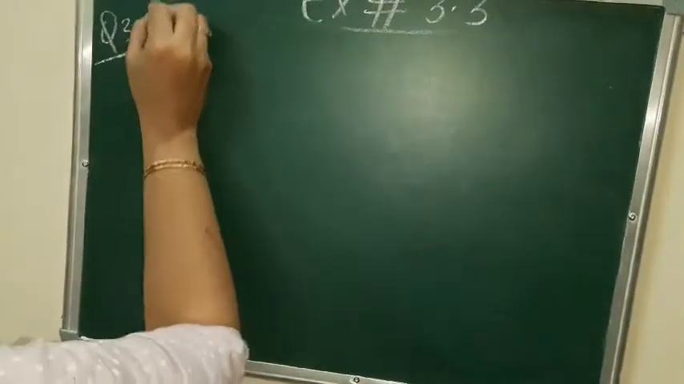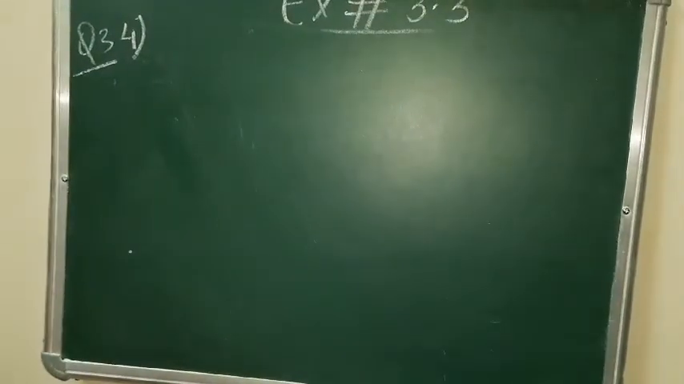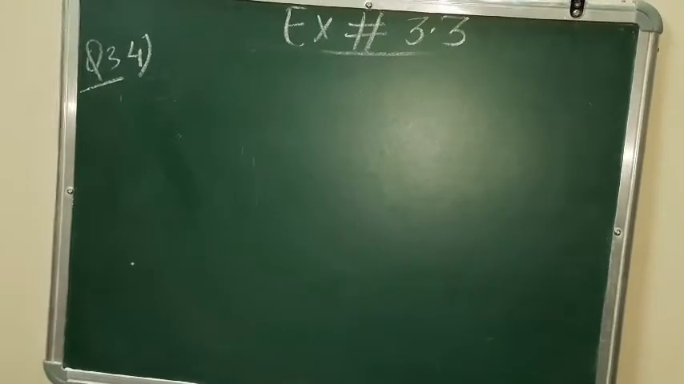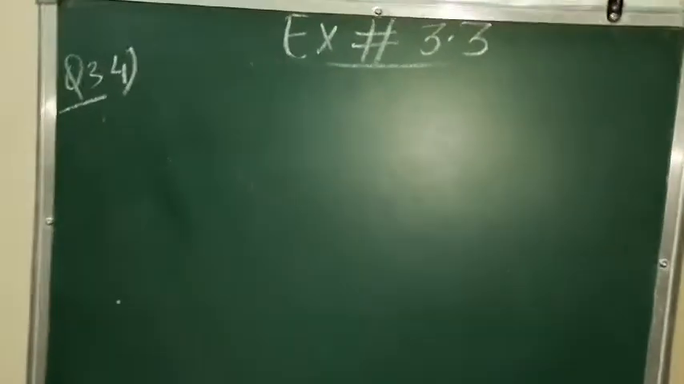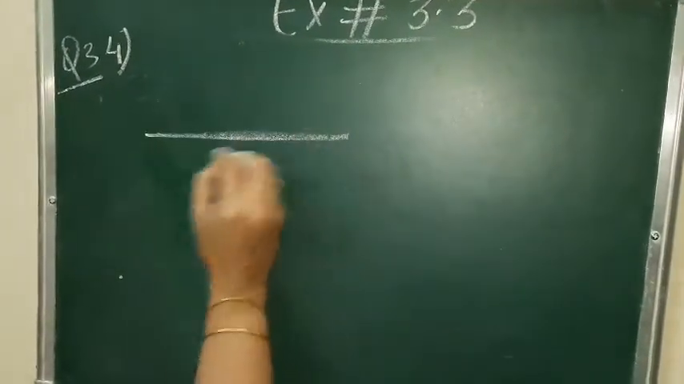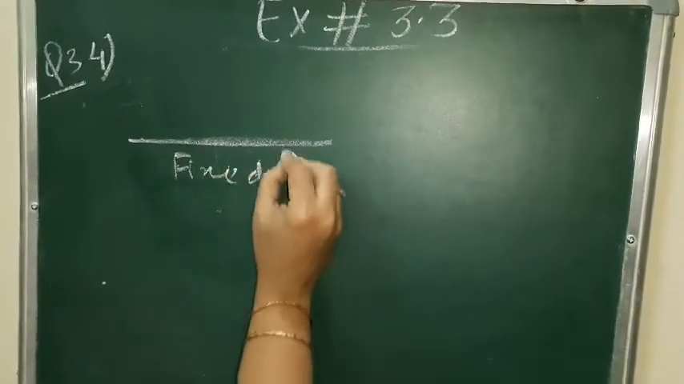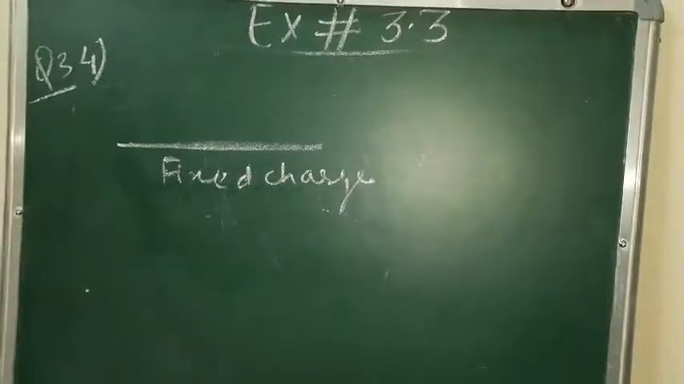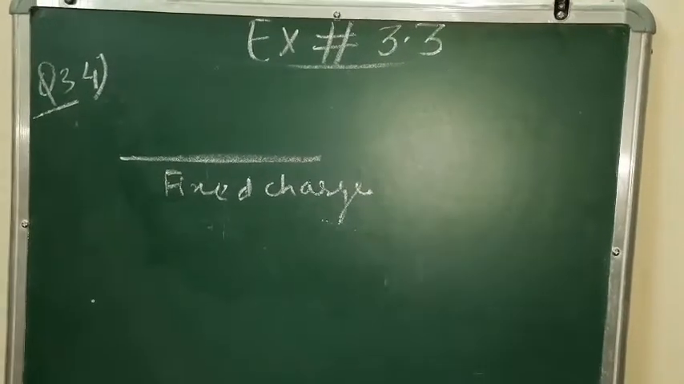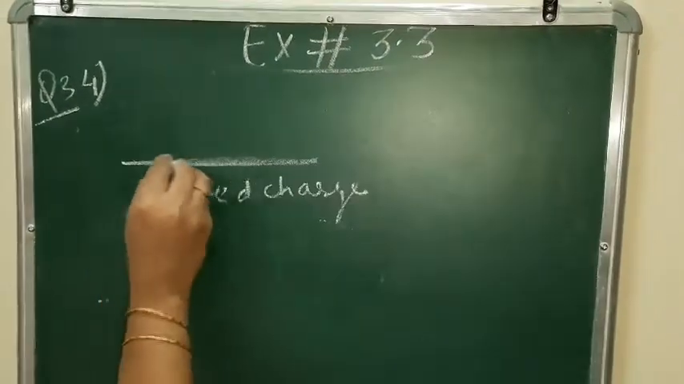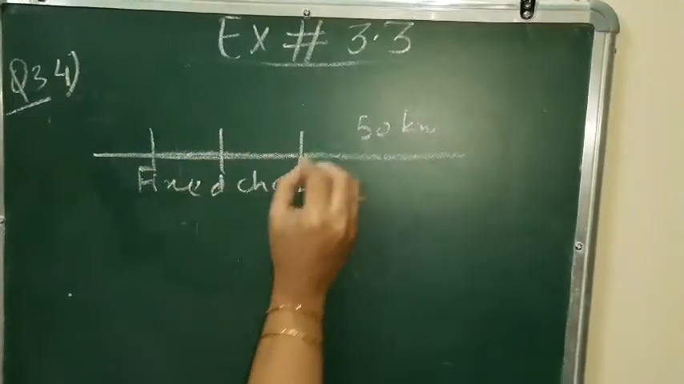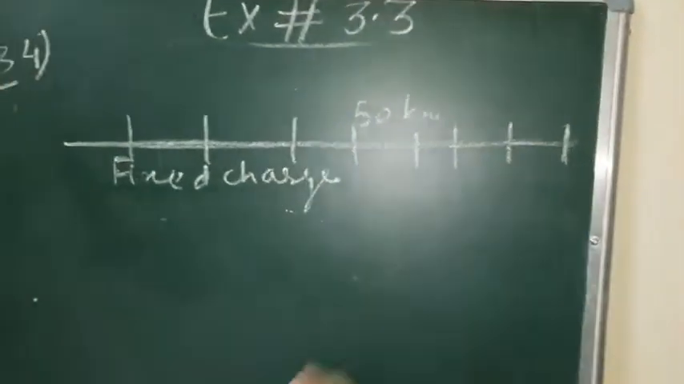So the fourth part. The taxi charges in a city consist of a fixed charge together with the charge for the distance covered. Now you must know that whenever we hire a taxi, you have to pay some fixed charge. And then there are some additional charges also, which depend on the kilometers or distance you have covered. Suppose you have moved 50 kilometers. For each kilometer you have to pay some additional money also.